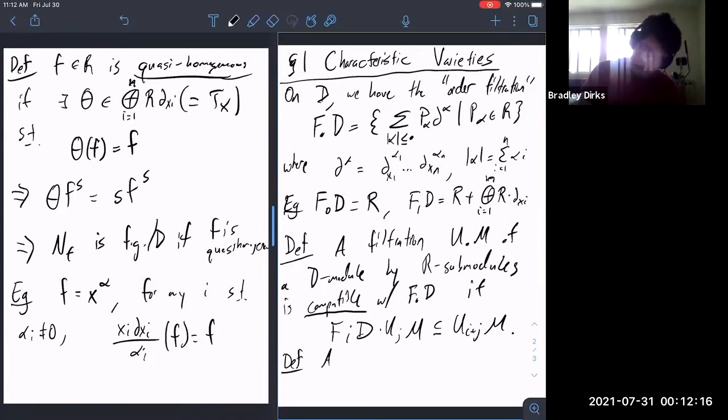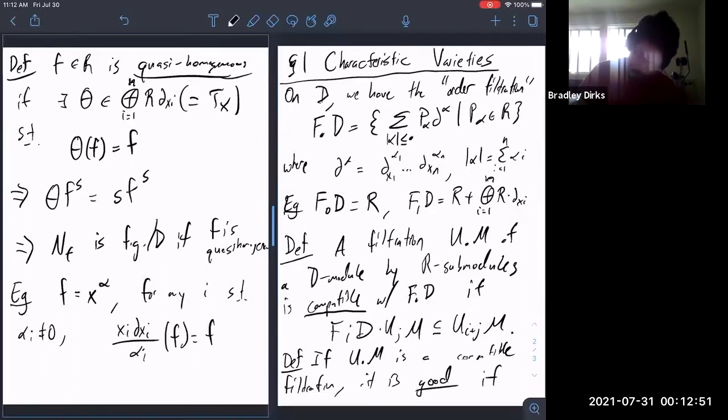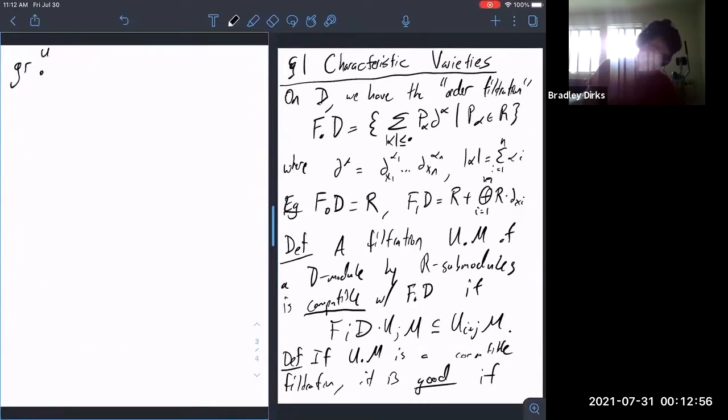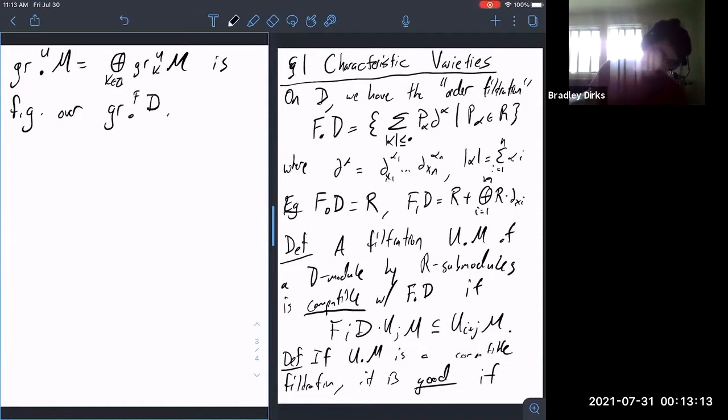Definition. So if U bullet M is a compatible filtration, we take the associated graded module, which is just the direct sum of all these things. The filtration is good if this is finitely generated over the ring gr F bullet D, which is the direct sum of gr F K D over K. I don't need the Rees module; we are not going to do the Rees module, that's my bad.